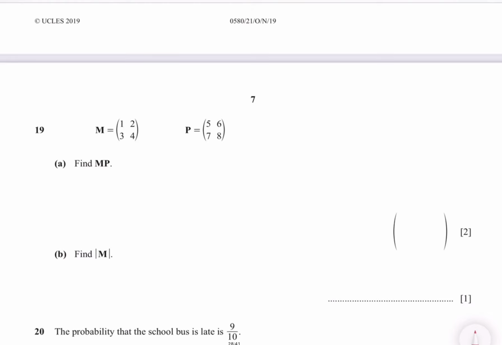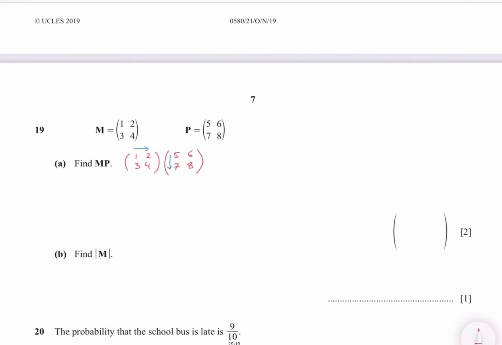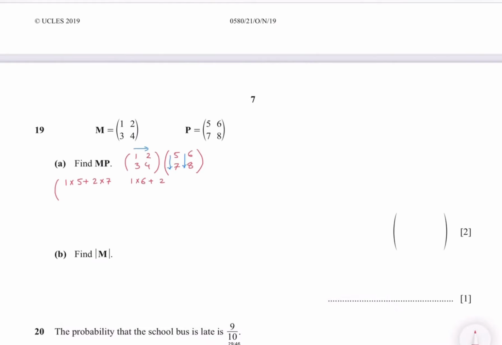Question number 19. Find MP. MP means we have to multiply this matrix M and matrix P. So write down this. Now row of first matrix will multiply column of the second. So 1 into 5 plus 2 into 7. Now 1 into 6 plus 2 into 8.